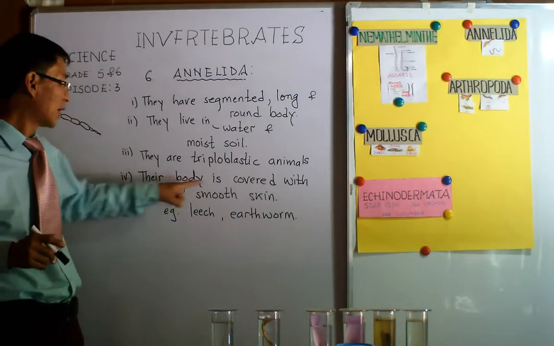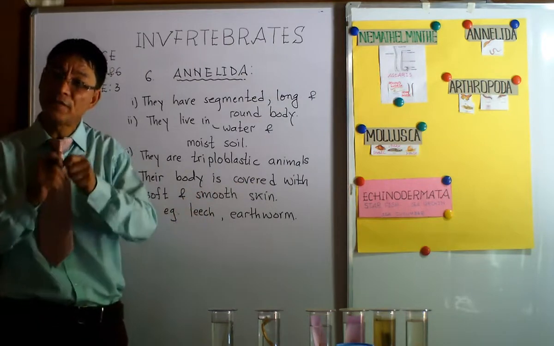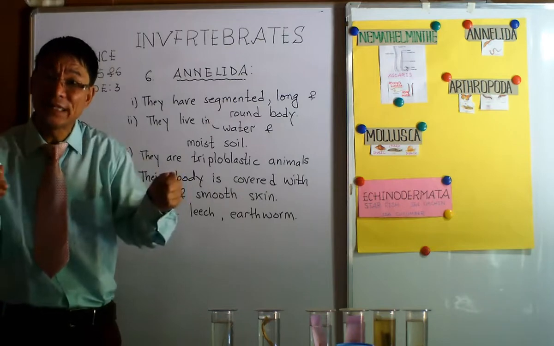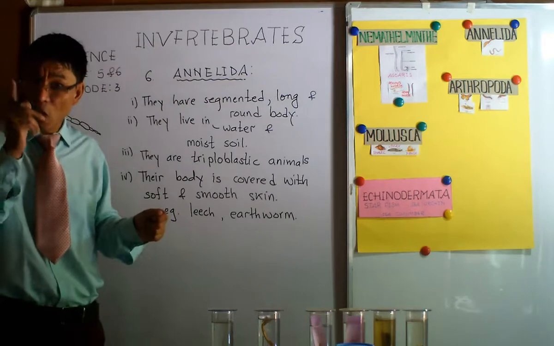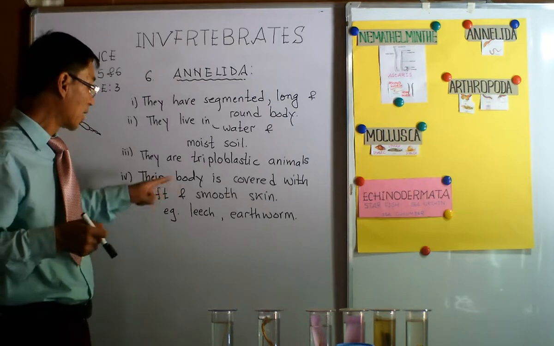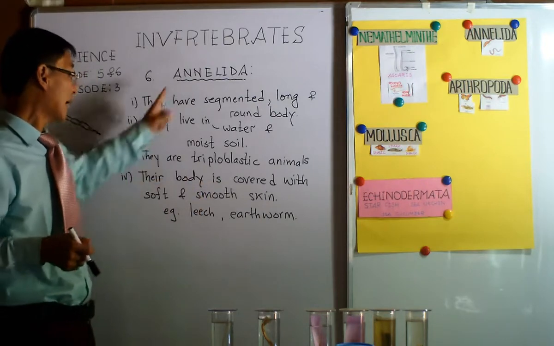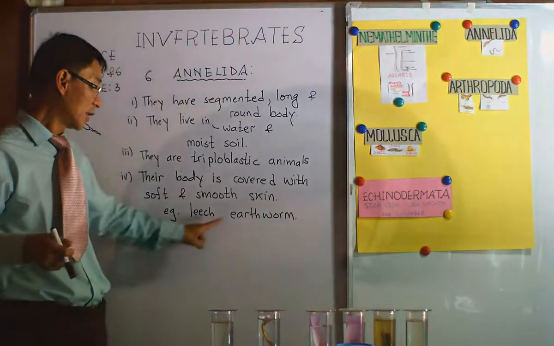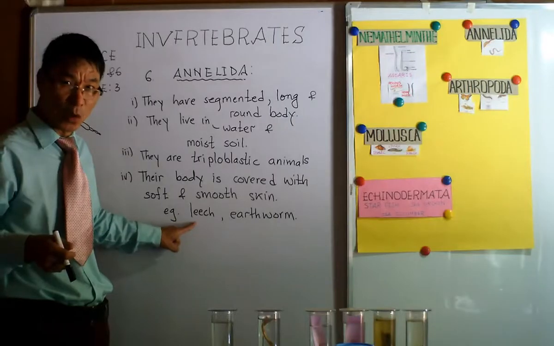Next one is, their body is covered with soft and smooth skin. The body is very smooth, it's slippery, it slips from your hands, it's very difficult to catch. If you want to catch earthworm, is it easy or difficult? It's very difficult to catch because their body is very, very smooth. And the examples of annelida are leech, earthworm. Earthworm lives in soil, and leech lives in water. These leech are mostly found in the jungle area, in the water.